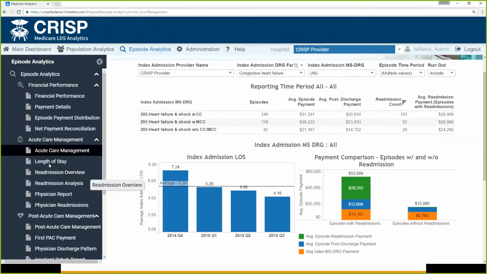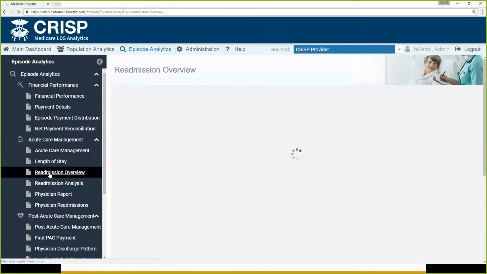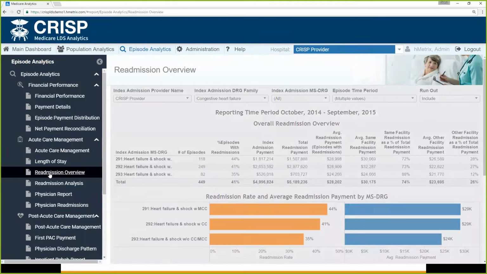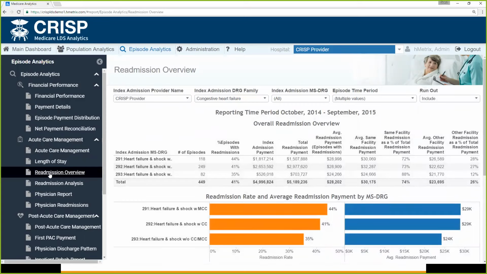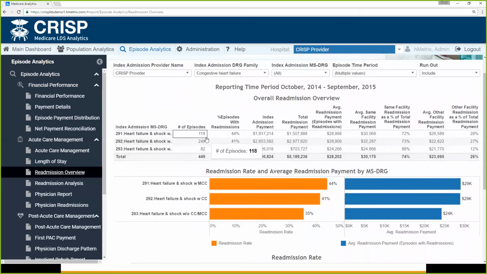One way I can do that is to jump over from length of stay, because it looks like the hospital is actually doing quite well with the length of stay. So I'll jump to the readmission overview report. This report gives a high-level summary of the different readmissions for the selected DRGs. In this case, we're looking at all three, 291, 292, and 293, the three different DRGs of the congestive heart failure family. The table at the top gives you the volume for each DRG and the percent of readmissions. With this demo hospital, they're averaging about 41% of CHF episodes being readmitted.